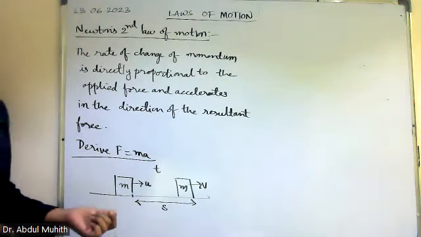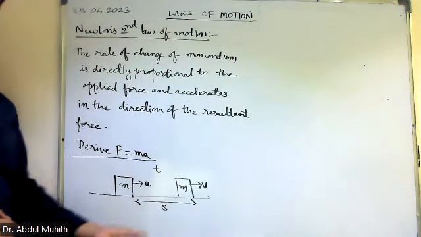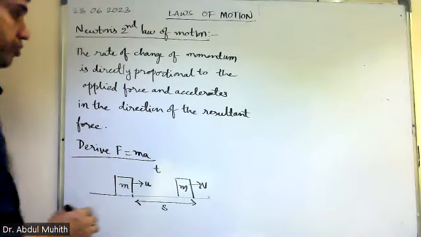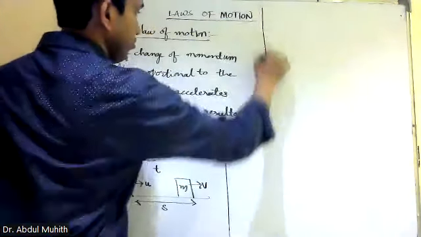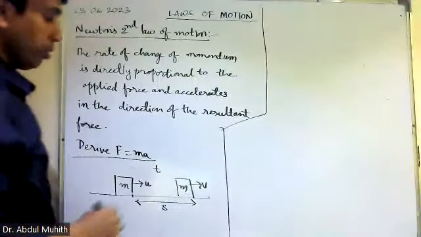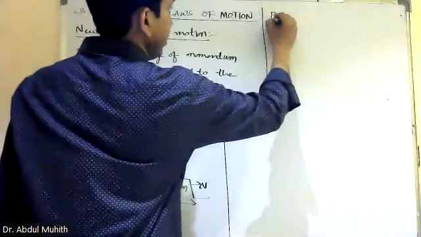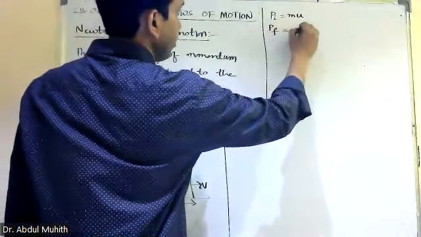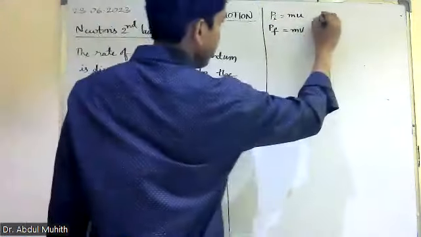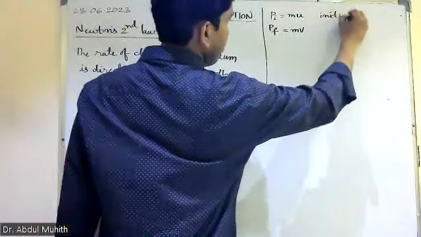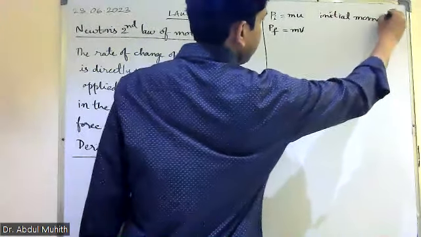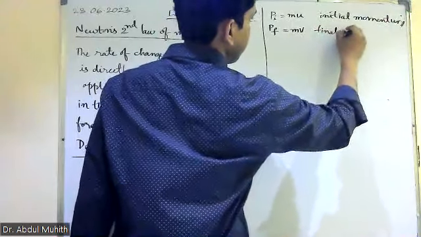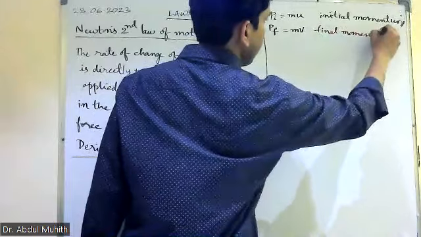Body whose mass is m, initial velocity is u, final velocity is v, displacement is s, and time taken is capital T. So we have here initial momentum Pi equal to mu, Pf equal to mv. This is initial momentum, and this is final momentum.